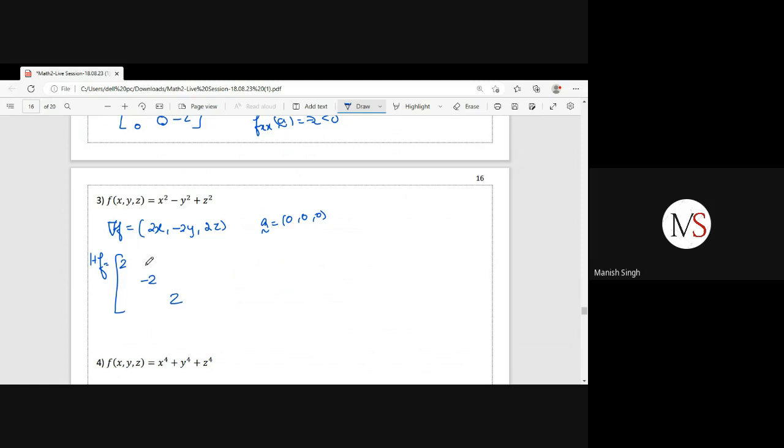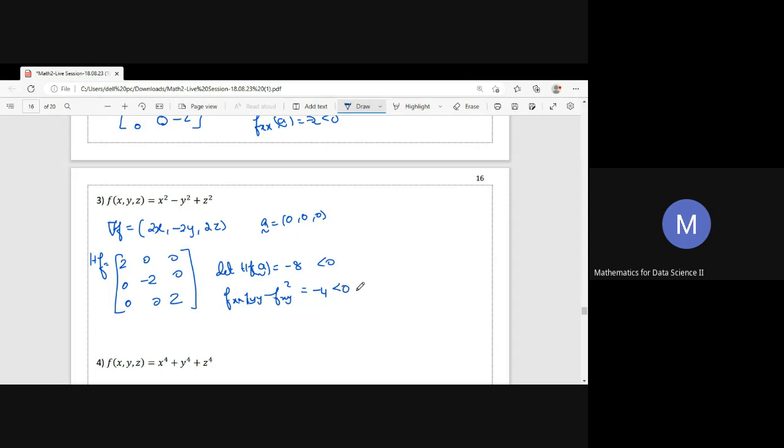Okay. What is the determinant of the Hessian of A tilde? It is minus 8. And what is f_xx times f_yy minus f_xy squared? Minus 4. So this is negative.